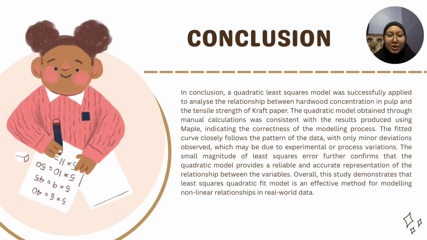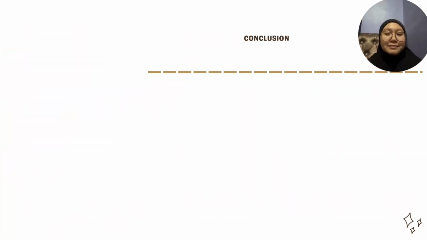The small magnitude of least squares error further confirmed that the quadratic model provides a reliable and accurate representation of the relationship between the variables. Overall, this study demonstrates that the least square quadratic fit model is an effective method for modeling nonlinear relationships in real-world data.